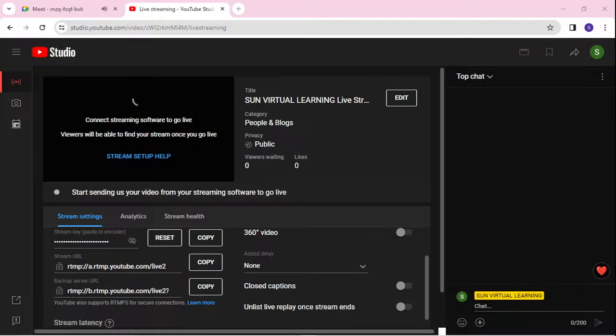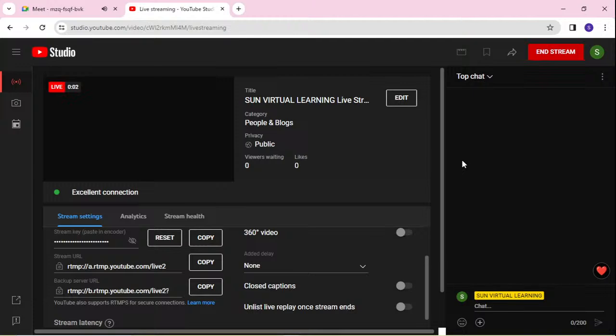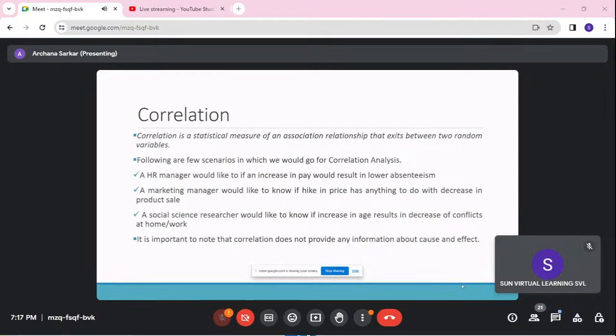I have taken certain scenarios or examples for which we can go for correlation analysis. So in what cases can we generally adopt correlation analysis? An HR manager would like to know if an increase in pay would result in lower absenteeism. So the HR manager wants to know the relationship between the salary and the absenteeism.